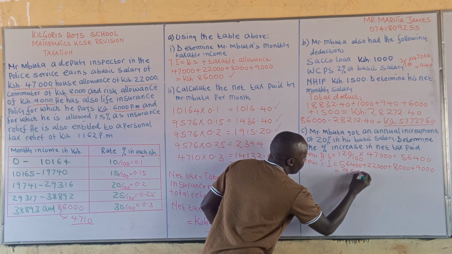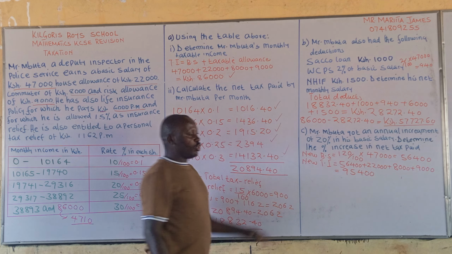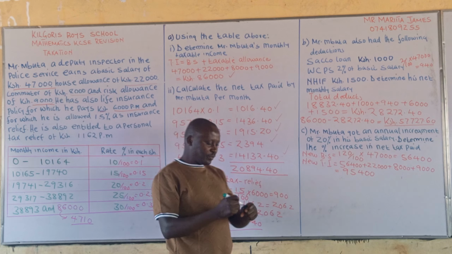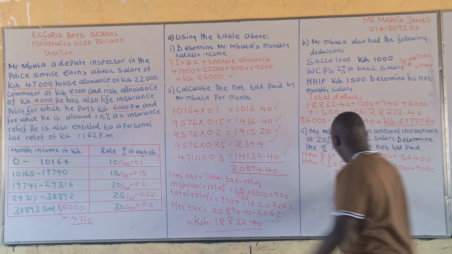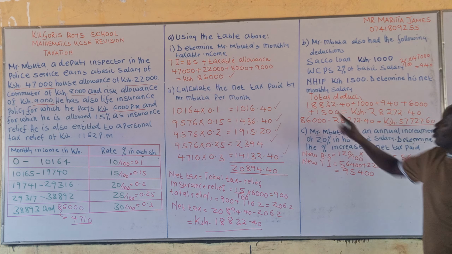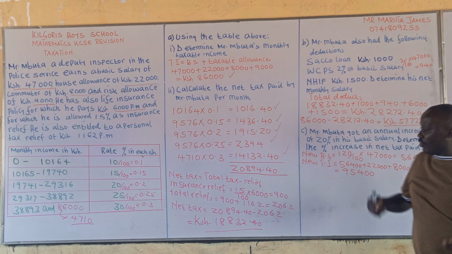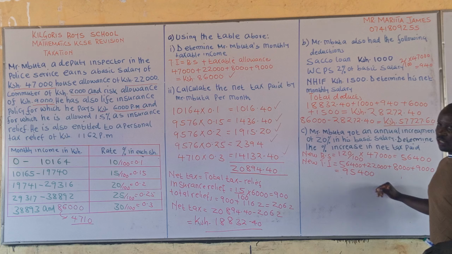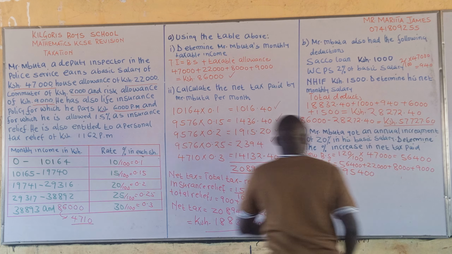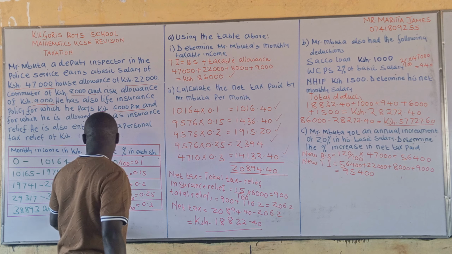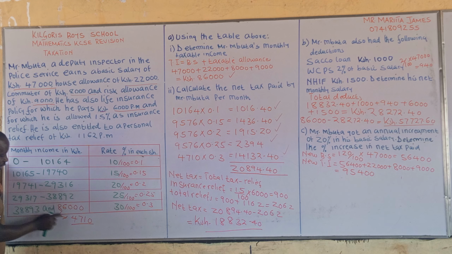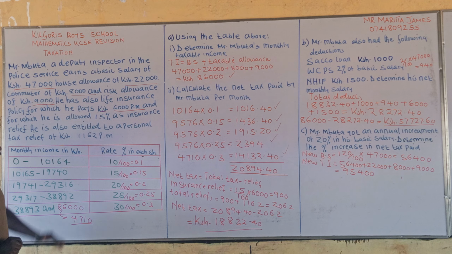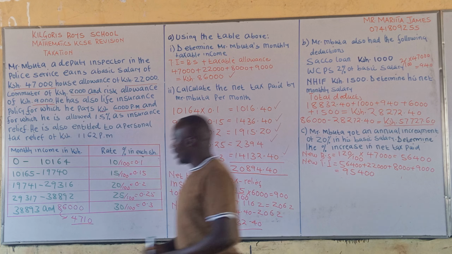So we have 95,400 Kenya shillings. This is the new taxable income. And if you compare this value, the original value was 86,000. Therefore, after the increase of 20%, the new taxable income is 95,400. Now in our table, instead of having the 86,000, we have a new value here, which is 95,400.